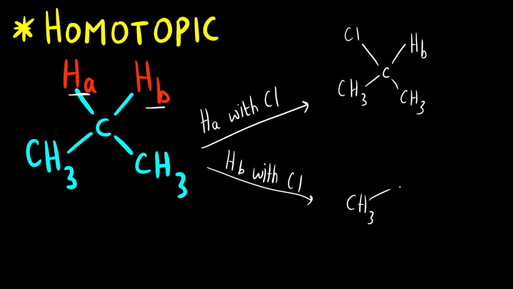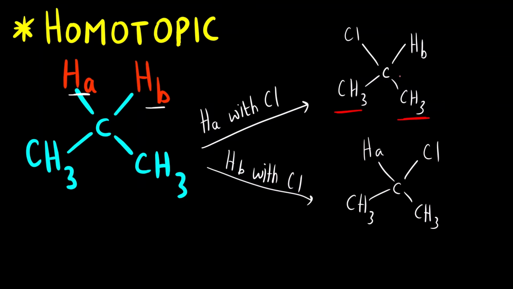Okay, CH3, C, CH3. Now HA will remain as it is. HB I am replacing with Cl. So now you have to tell me what is the relation between these two molecules. So the first molecule, if you see, is it chiral? No, because there are two same groups attached to the carbon. So there is no chiral center.